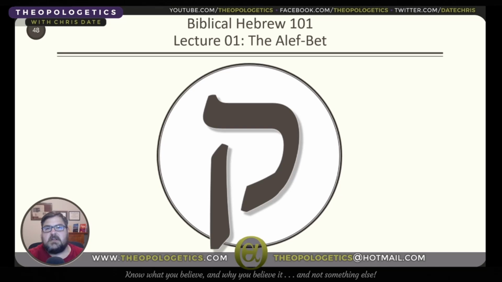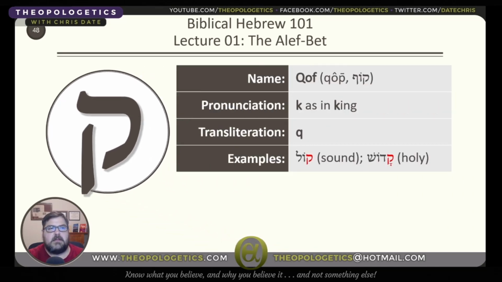Next character is kof. This is a letter that makes the sound of the English letter K in king, just like kaf with a dagesh, but it is transliterated using the English letter Q. And Hebrew words that start with kof include kol, meaning sound or voice, and kadosh, meaning holy.